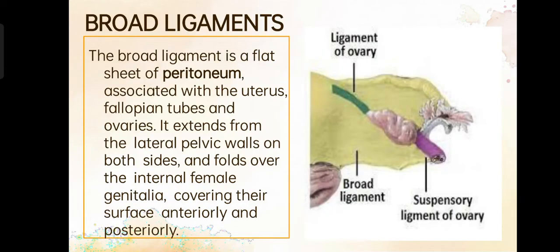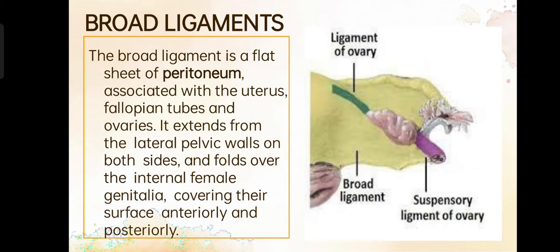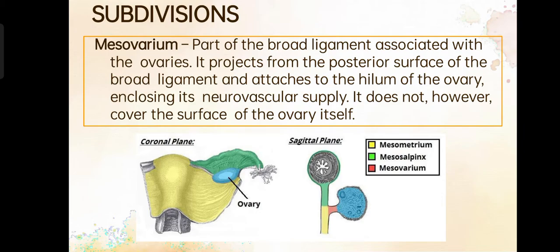Okay, broad ligaments. The broad ligament is a flat sheet of peritoneum, na siyang the yellow one, associated with the uterus, fallopian tubes, and ovaries. It extends from the lateral pelvic walls on both sides and folds over the internal female genitalia, covering their surface anteriorly and posteriorly. Na naka-fold siya diri dapit sa taas. Then, ang subdivisions sa broad ligament.